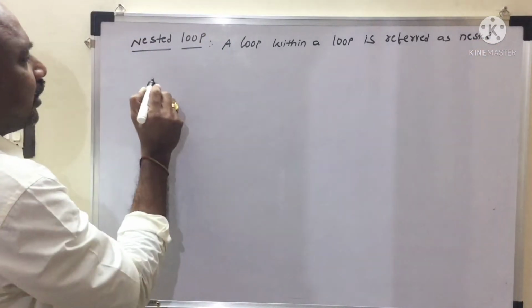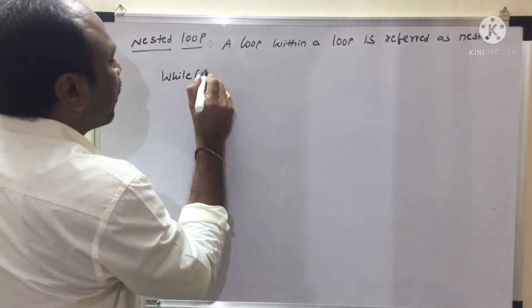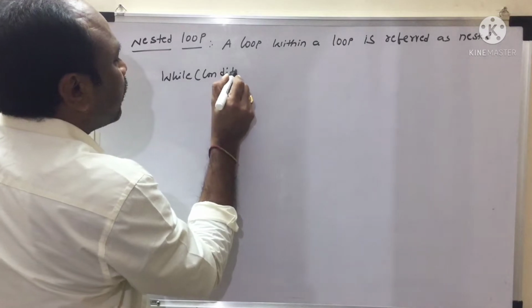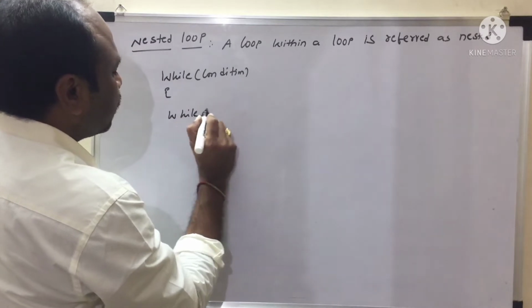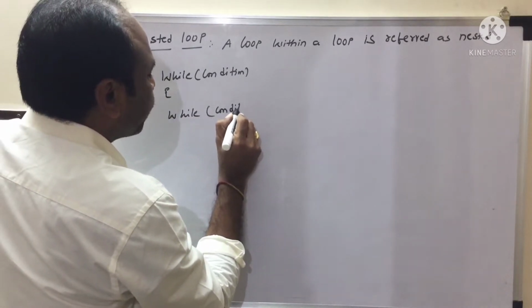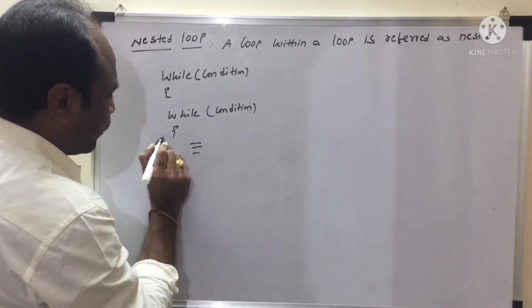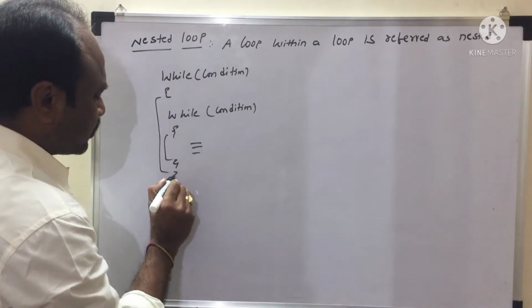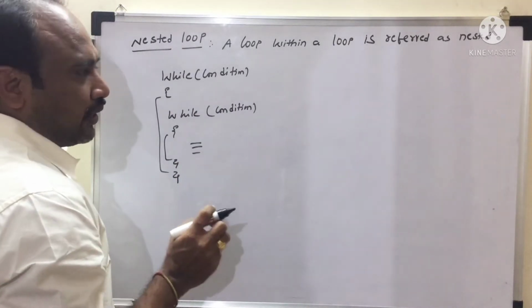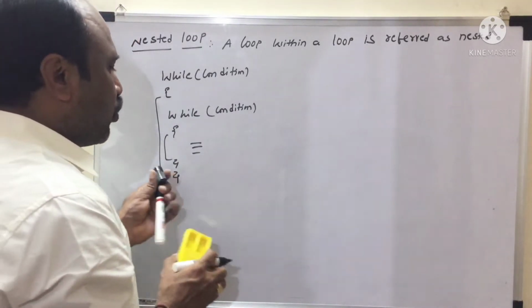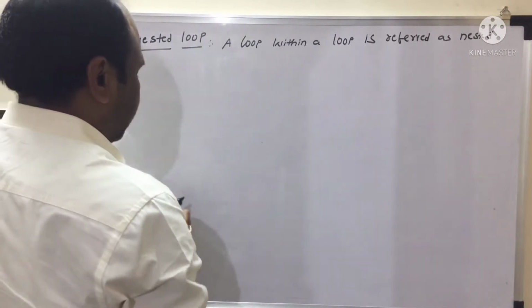It means a while within a while, like this. While of condition. In this while, we are going to write one more while. While of condition. Here, set of statements. This while closes, this while closes. Or a do while within another do while is also a loop statement. But in most cases, we are going to work with nested for.